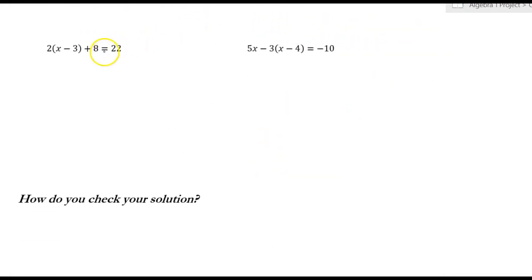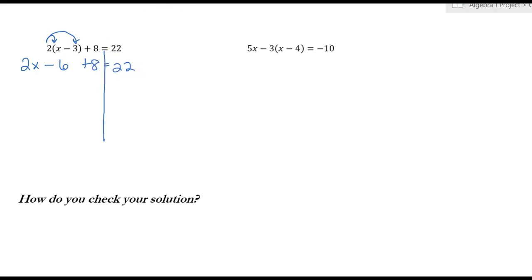All right, this first one. So I have a 2 here. So I drew my line down first, and now I'm going to distribute. 2 times x is 2x. 2 times negative 3 is negative 6. And then I don't take the 2 to the 8. I just bring down the 8 and bring down the 22.